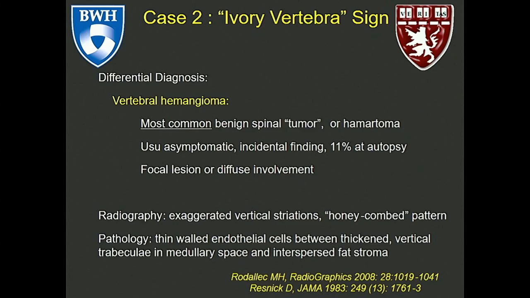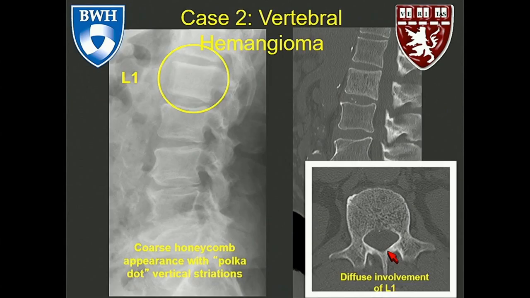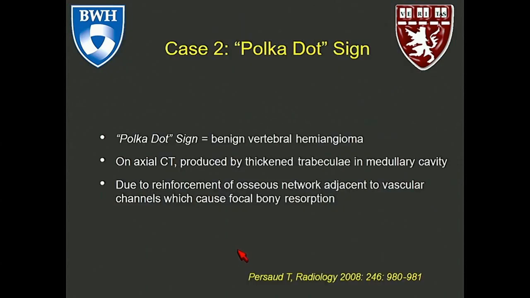On radiography, you'll see these exaggerated vertical striations and that honeycomb pattern contributing to that. Pathologically, what's happening is we have thin-walled endothelial cells between these thickened vertical trabeculae in the medullary space, interspersed with fat stroma, which contributes to a lot of the low density and then the high signal on MRI. So again, these vertical striations, and then on axial images, you get that polka dot appearance. So this is also known as the polka dot sign.